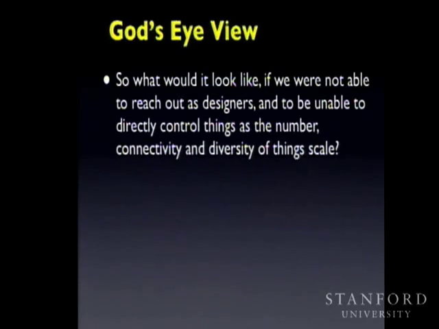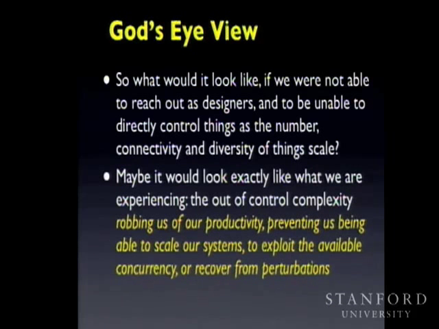My slide's gone. So, I believe that we have a situation right now of, what would it look like if we were to find out what's going on with this God's eye view that we're doing, if we were not able as designers to reach out and directly control things as the number and the connectivity and the diversity of things change? In other words, trying not, as human beings, to be the hero and diving in to try to fix everything individually as we try to do. What if we tried that, what would it look like? Well, maybe it would look exactly like what we're experiencing. It would look like this out of control complexity robbing us of our productivity, preventing us from being able to scale our systems, preventing us from exploiting the available concurrency in the processor cores that's available to us, and finally, preventing us from being able to recover from the perturbations that our systems will inevitably have to go through.